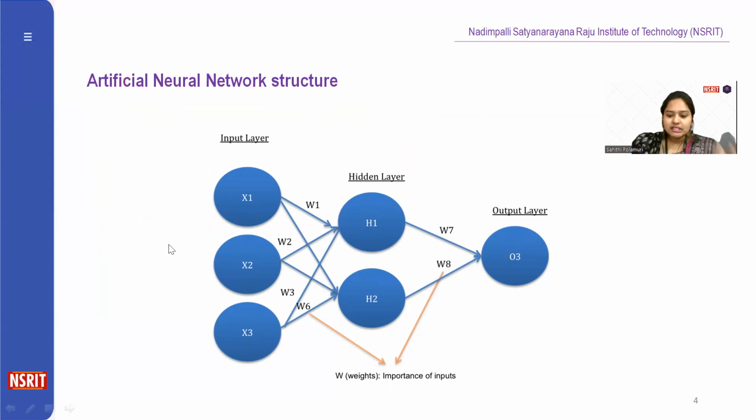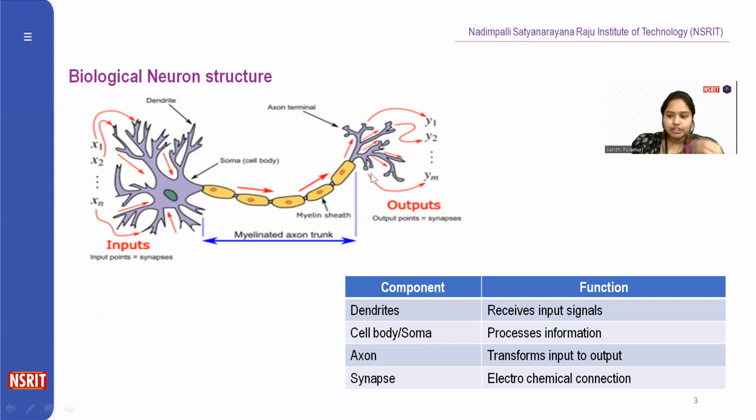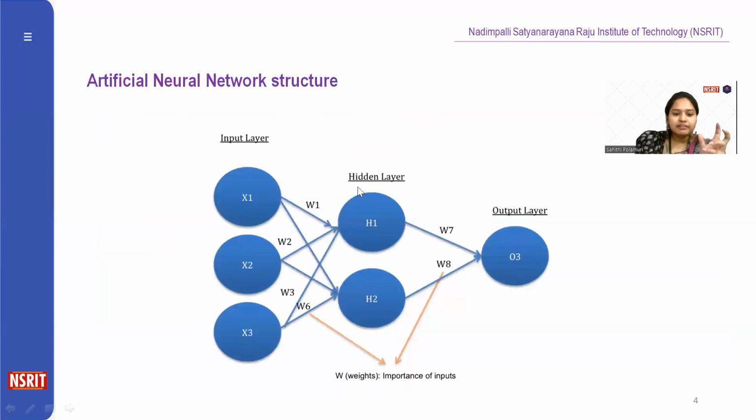Just like biological neural networks, where we have neurons which are information processing elements, in ANN also the information processing elements are neurons only. So this is a typical structure of artificial neural networks. In ANN also we have neurons. Neurons are information processing elements. As you can see, these blue circles are nothing but neurons, or you can even call them nodes.